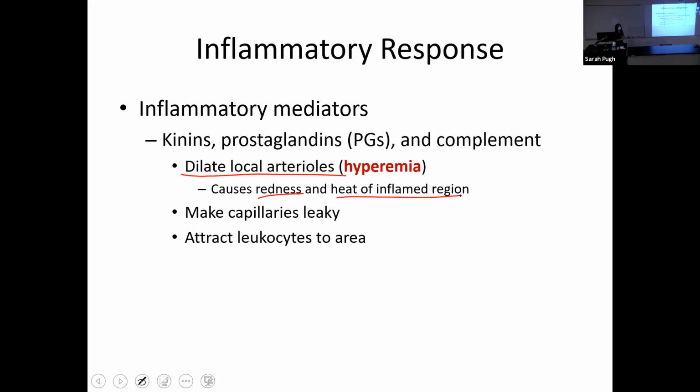It's also going to cause your capillaries to become more leaky. Leaky capillaries mean more fluid in your tissues, which means more swelling. That's also going to attract more white blood cells to the area that says, hey, there has been damage here. We need some help.